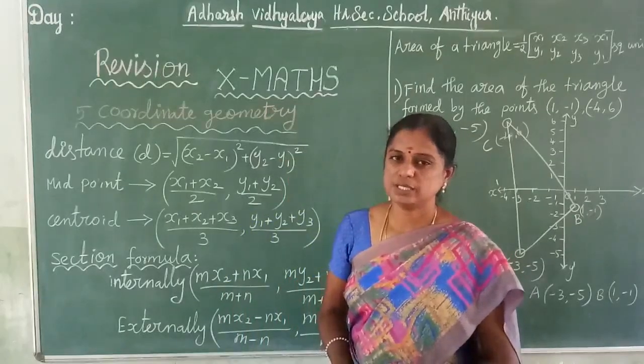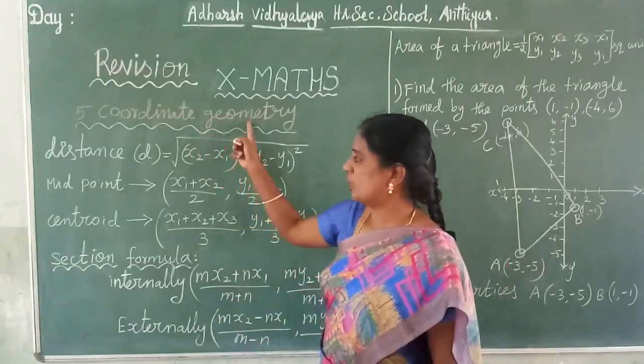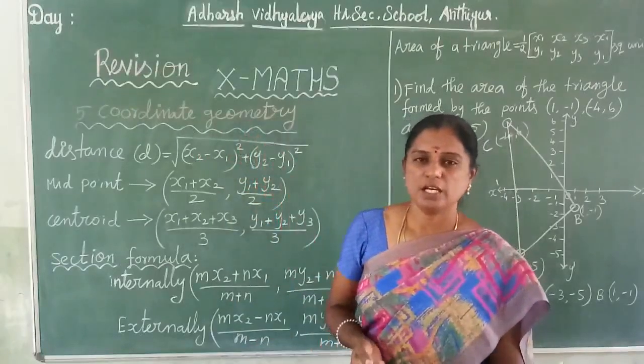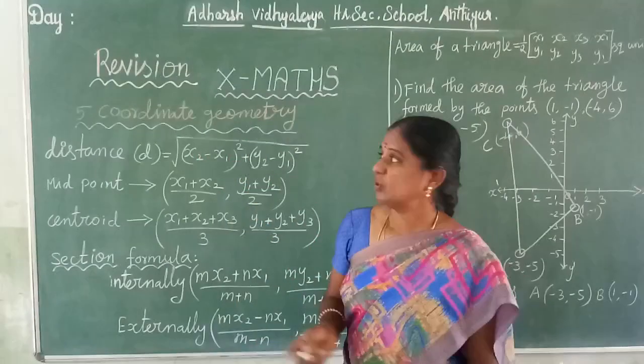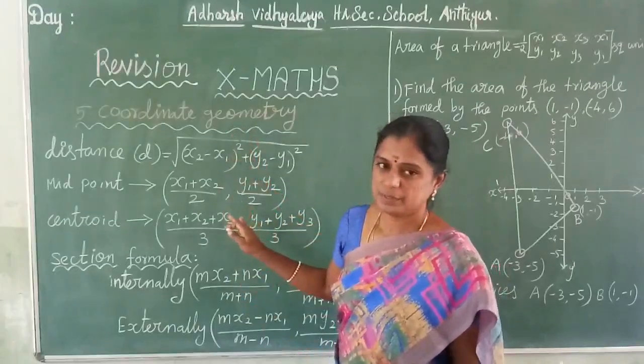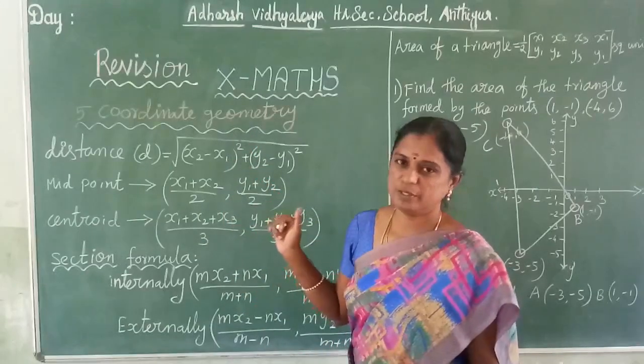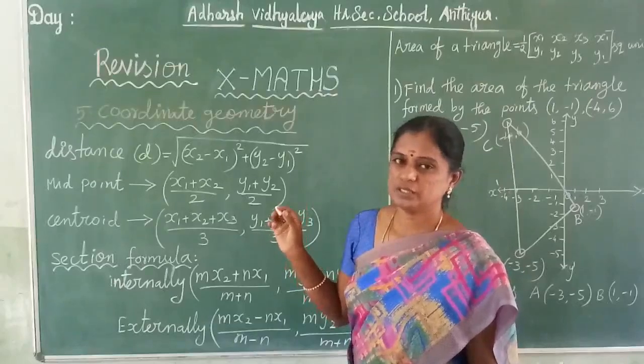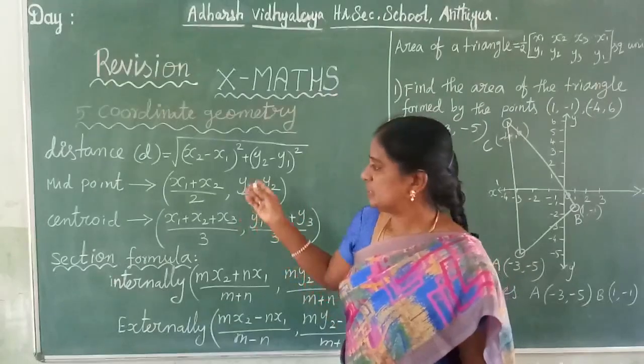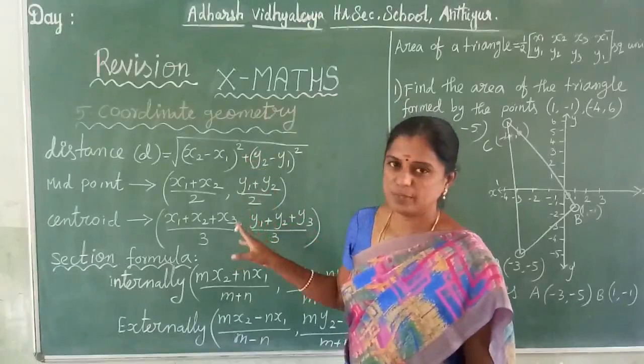Today we are going to discuss the 5th chapter, coordinate geometry. I think all of you have been through this chapter, but once again, revise this chapter. What are the important 2 mark and 5 mark questions? Before we discuss these important questions, we will see all the formulas one time.